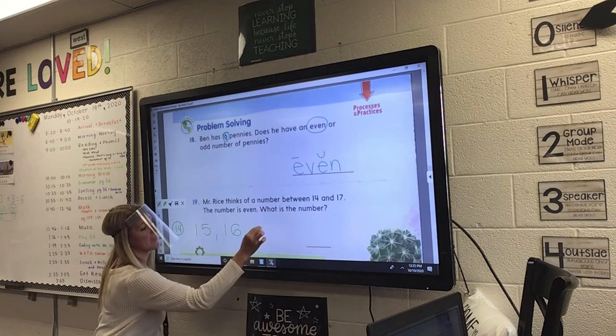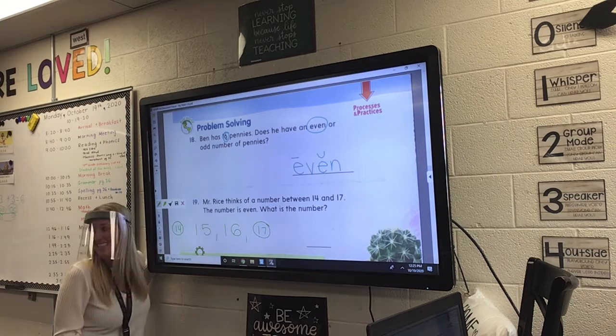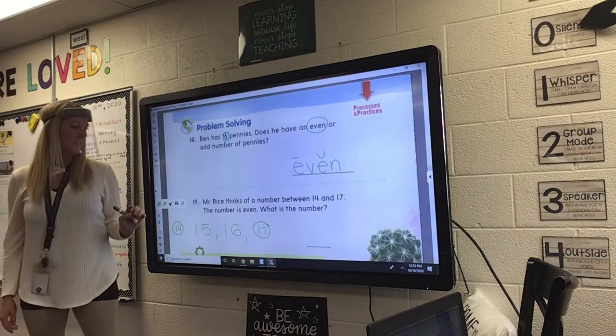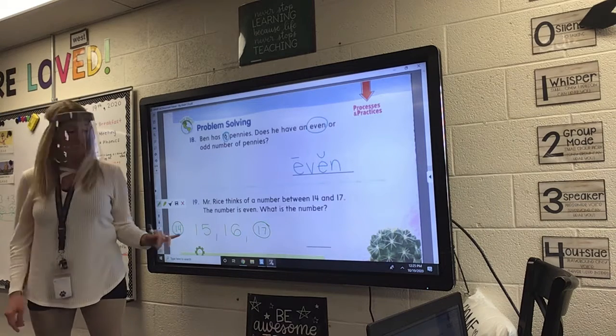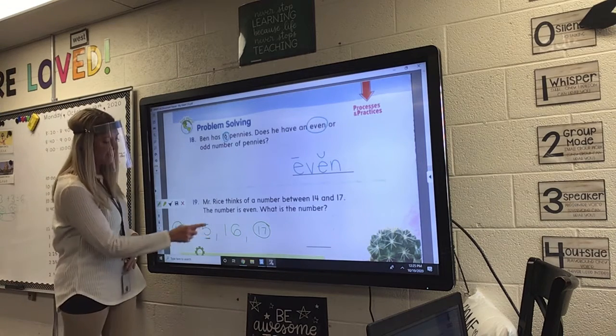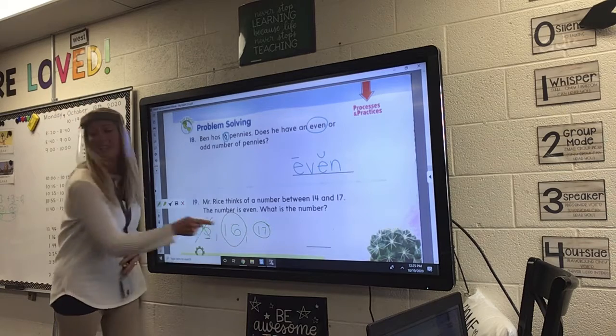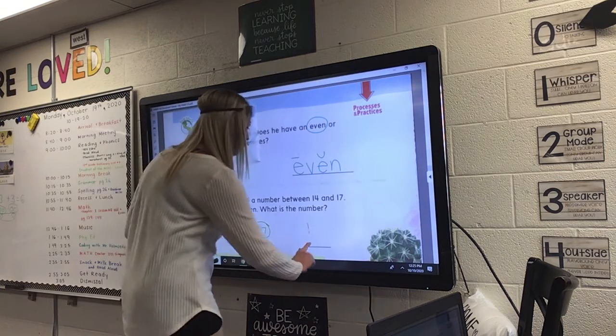Good. So really, the 2 numbers between them would be 15 and 16. And Raylan said, well, 15's odd because it ends in a 5, so it has to be 16. Good job.